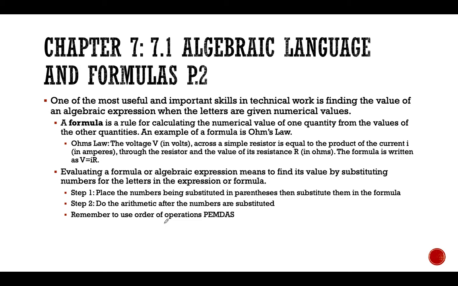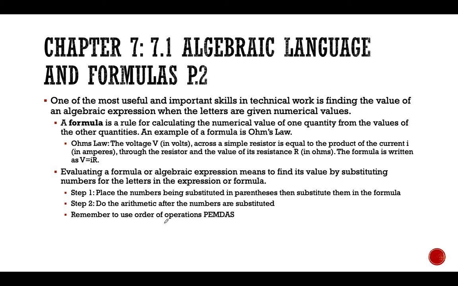An example of a formula is Ohm's law. Ohm's law says that the voltage V in volts across a simple resistor is equal to the product of the current I in amperes through the resistor and the value of its resistance R in ohms. We write Ohm's law formula as V equals IR.